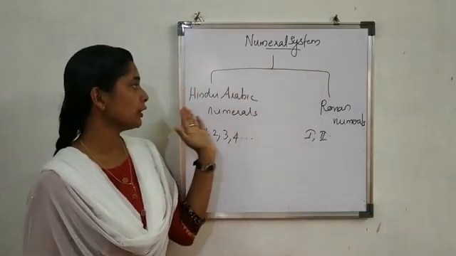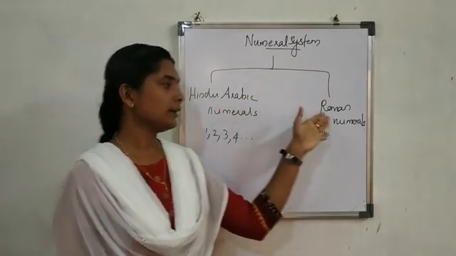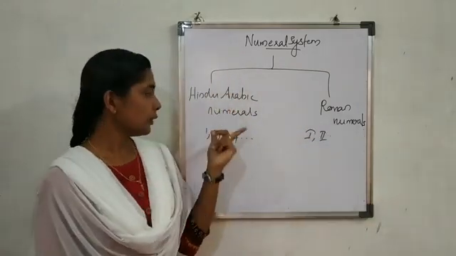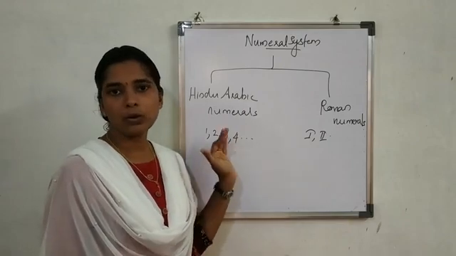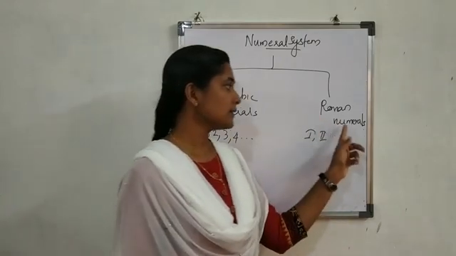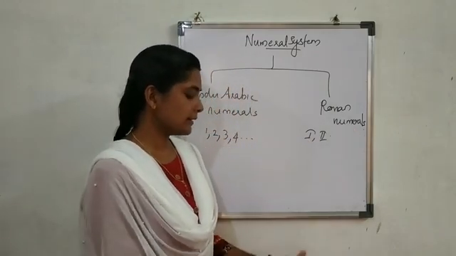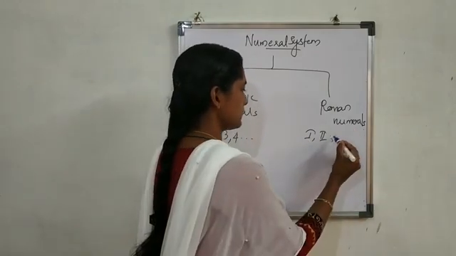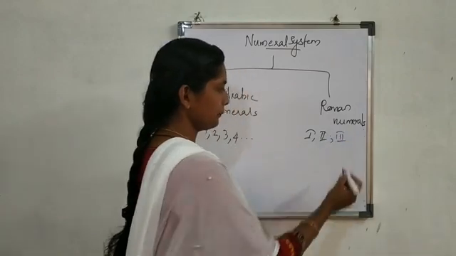This is numeral systems. It is divided into Hindu Arabic numerals and Roman numerals. Okay. Hindu Arabic numerals are 1, 2, 3, 4. Normally we use these for counting and all. This is Roman numerals. Roman numerals, this one is 1, 2, 3, like this we are writing.